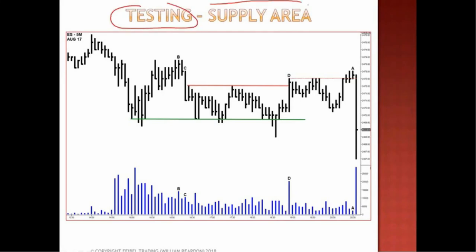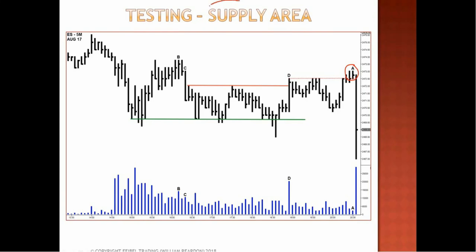Testing in a supply area on the ES Mini using a 5-minute time frame. So here is a little study of no demand in a previous area of supply. And bar A here is our no demand bar. It's an up bar, so we can see lower volume than the previous, quite considerably lower volume than the previous two bars. So what do we note about this no demand bar?